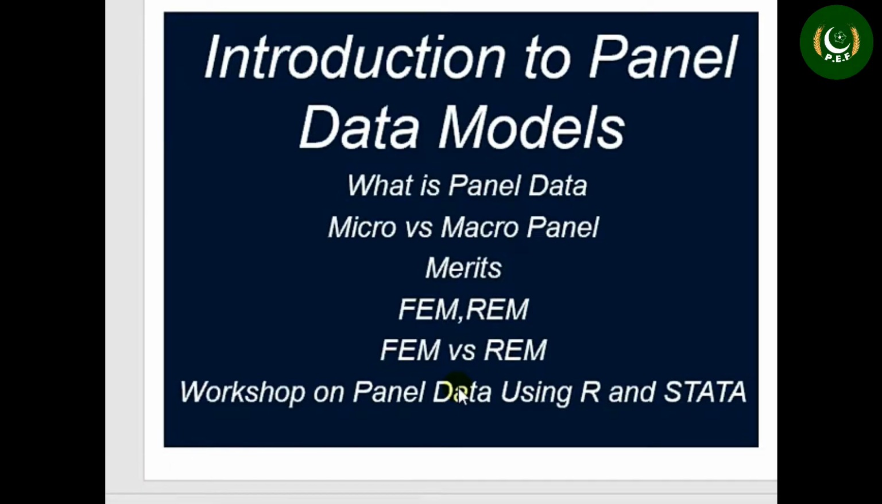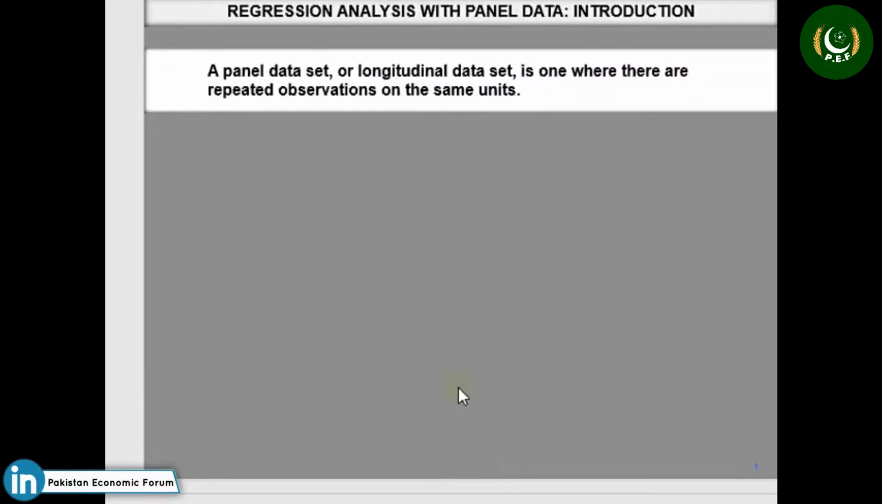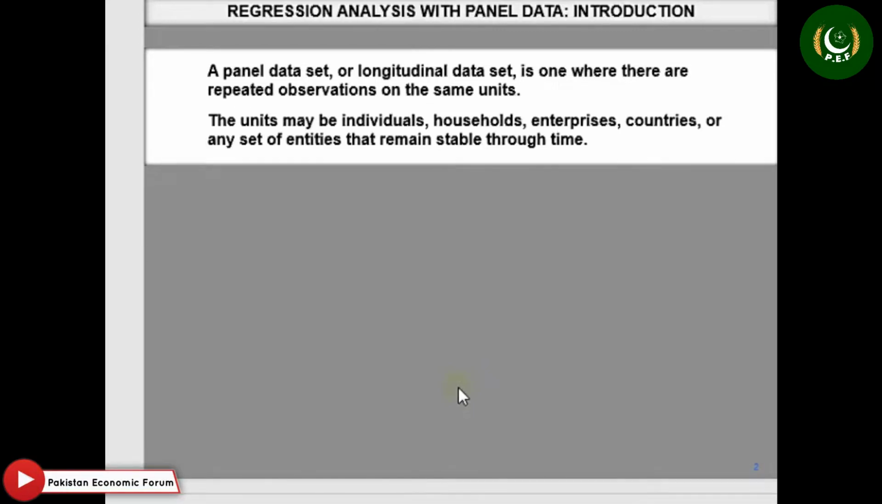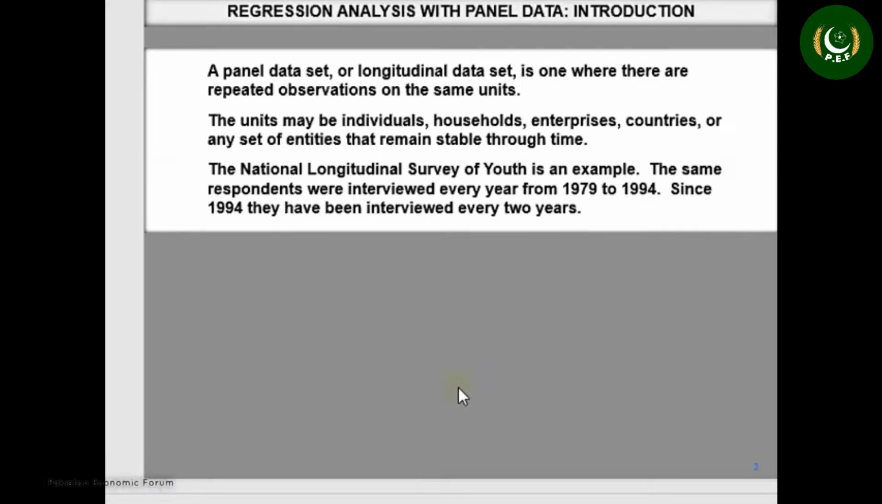So panel data, or its other name, longitudinal data, is one where you have repeated observations on the same units, objects, entities, subjects at regular intervals of time. Cross-sectional data is where you have data at a point in time. Time series data is where you have data at regular intervals of time. Panel data is a combination of both. The unit may be an individual, household, enterprise, country, or any other entity that remains stable through time.